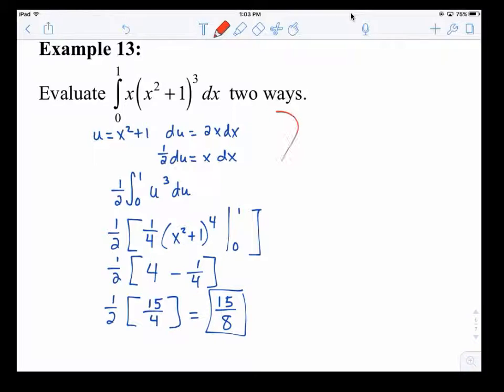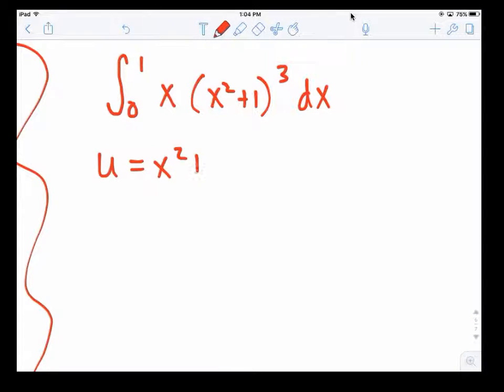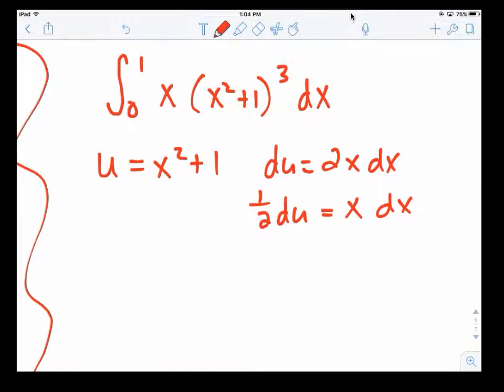Now there's another way to do it, which I feel is a little bit easier and a little bit quicker than doing it the way that we just did, plugging the actual function of what we said u was back in. So, 0 to 1. This is going to stay the same. u is x squared plus 1. du is 2x dx. 1/2 du is equal to x dx. Everything stays the same.